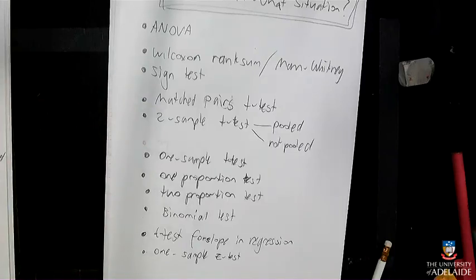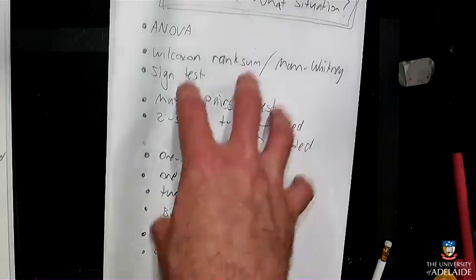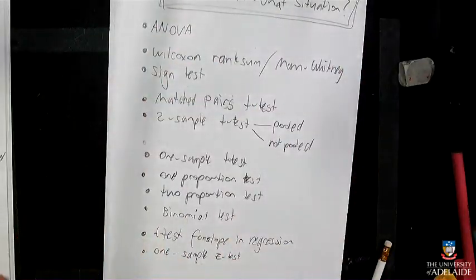Don't have enough samples to justify a normal distribution. Okay. What features do these things have that make them similar and different? Because if we want to know when to use them, we have to know how they're different, right?